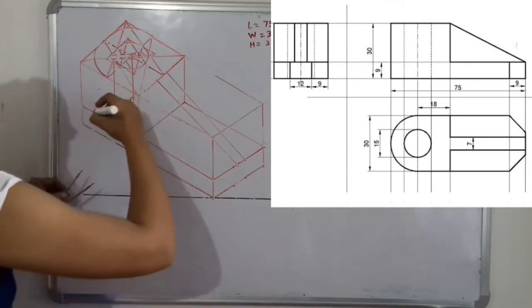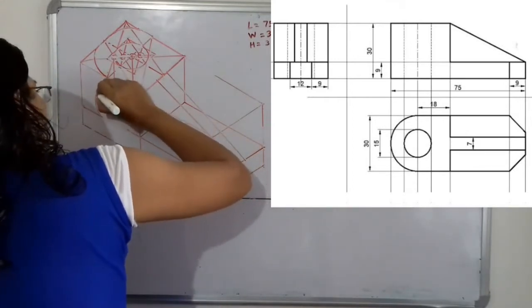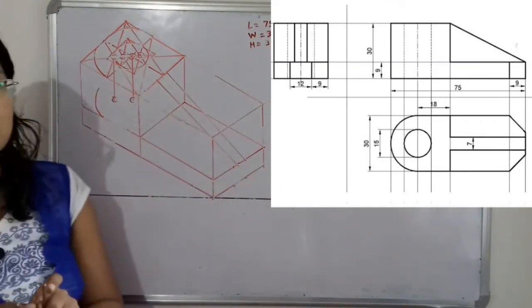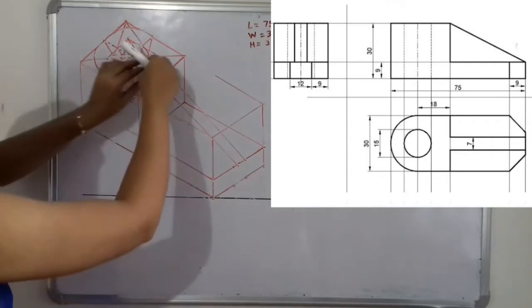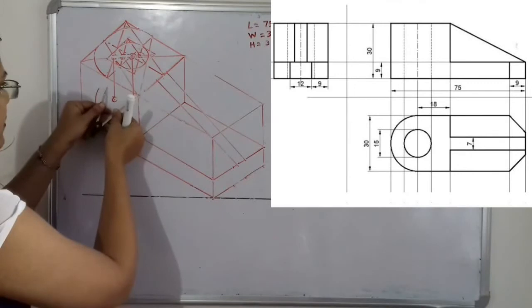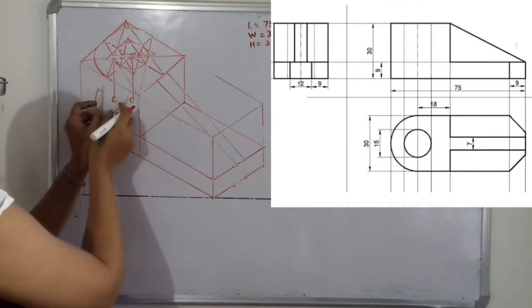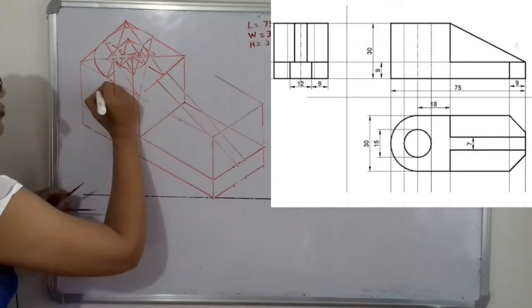So here the remaining half portion we have to join. Now what about the remaining half portion? So how to join this? Again this is the center. So from this center we have to take the half distance, and we have to select the points here.